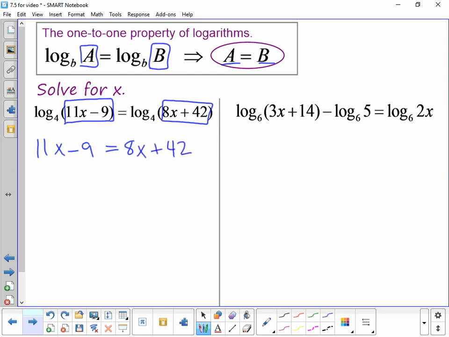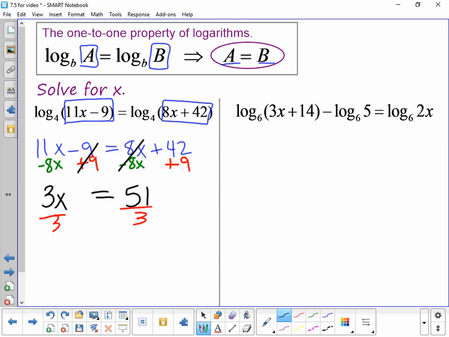And that means the 11x minus 9 has to be equal to the 8x plus 42. We can solve this without too much trouble. You're all experts at things like this. If we subtract the 8x, we end up with a 3x. And maybe we want to add that constant to the other side. So we end up with 3x is equal to 51. And if we divide by 3, we come up with the solution x equals 17. And if you do a quick mental check there, you'll see that that works just fine. The second one is a little bit more complicated.